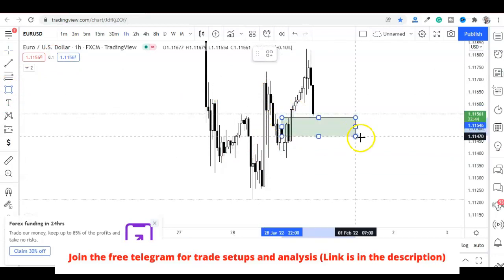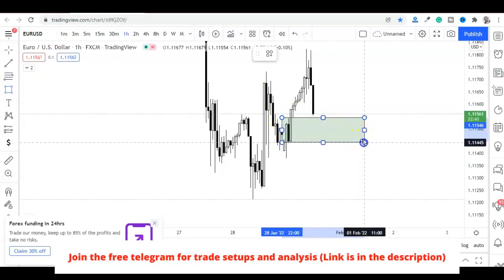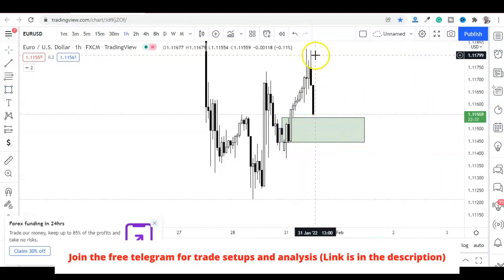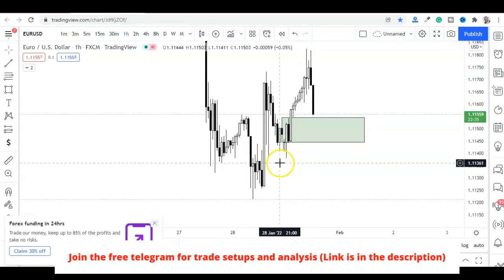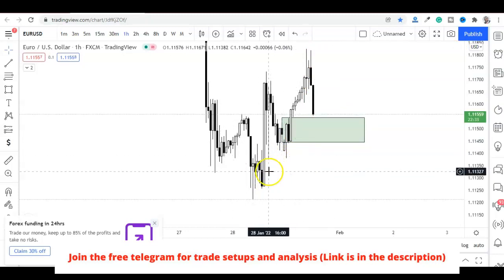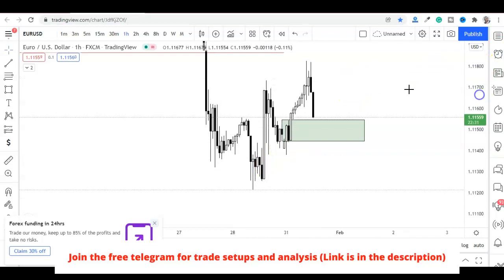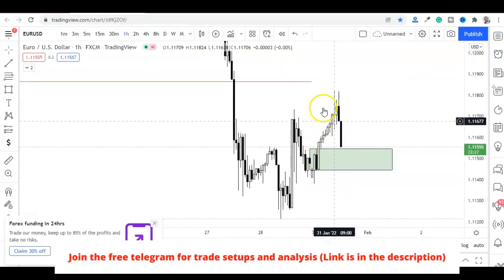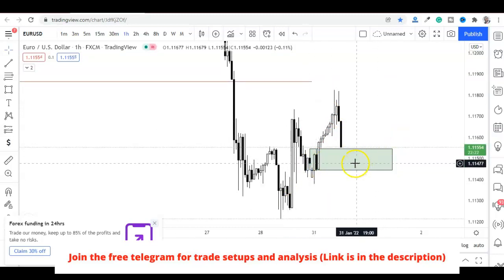Structure first before liquidity. Okay, when this fails to hold, then when we try attempting a buy here to the upside, if it fails, then we look for these lows to be taken. Easy as that. You trade what you see. So right now the market is giving us a buy opportunity in here on this demand zone.